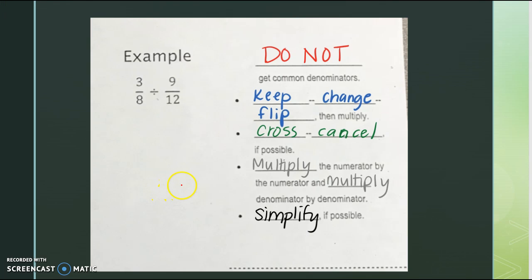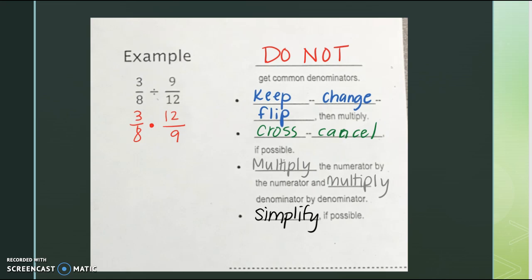Again, remember there will be another example problem we will do here. So if you could keep some room on your note sheet, that would be great. So here we want to do keep, change, flip as our first step. So 3/8, we keep the same. We change that division sign into a multiplication sign, and then we flip that second fraction. So that's going to become 12/9.